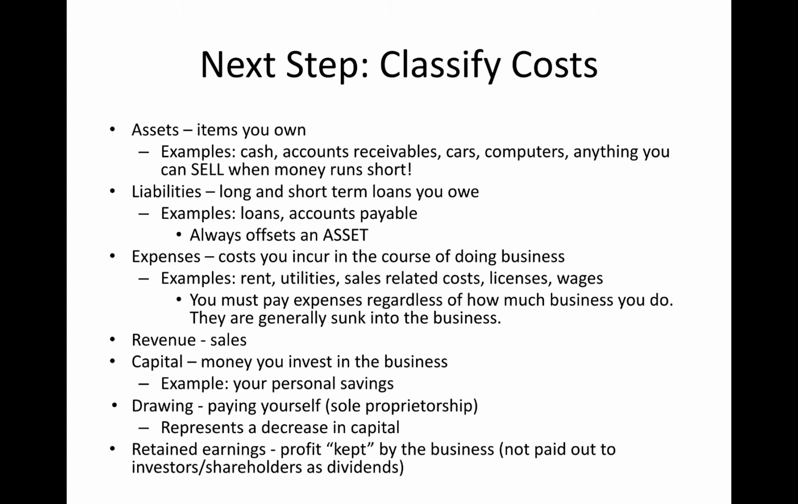So some examples might be a car loan, an account payable, and the trick for a liability, or the tip for a liability, is a liability is always going to offset an asset. So if I have a car, for example, I might have a loan out on that car. If I took a loan out from some friends to start the business and I bought some assets with that money, those assets are going to offset that loan.